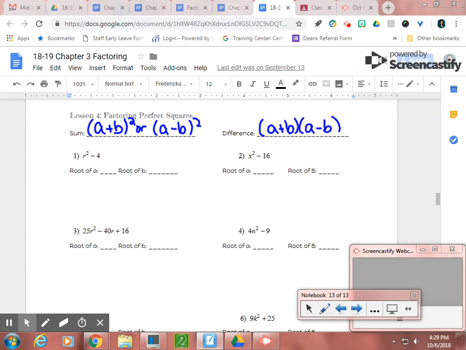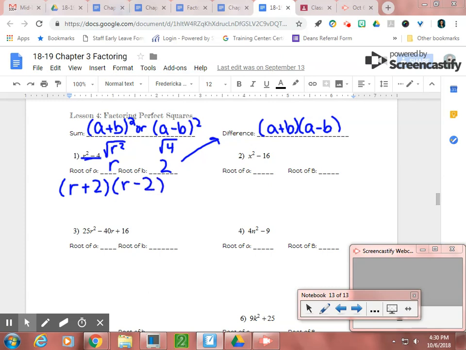So what you're doing is you're looking for the square root of a, and you're looking for the square root of c. Now, you could do this the long way like we did for the last two lessons, but if you see that they're both perfect squares, then you should do that. So the square root of r squared is just r. Then this is the square root of 4, which is 2. So this is the difference, okay? So when it's the difference here, the minus, that means you're going to do this one. So you're doing r plus 2 and r minus 2.